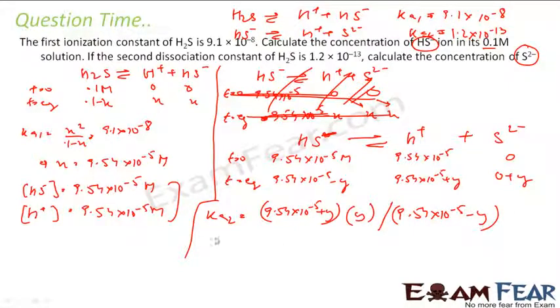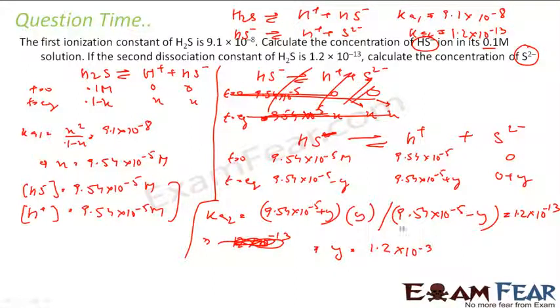Correct? And this value is what? Given 1.2 into 10 to the power minus 30. Right? This is equal to this value, right here, 1.2 into 10 to the power minus 30. So if you solve this equation, you get y as 1.2 into 10 to the power minus 13 itself.